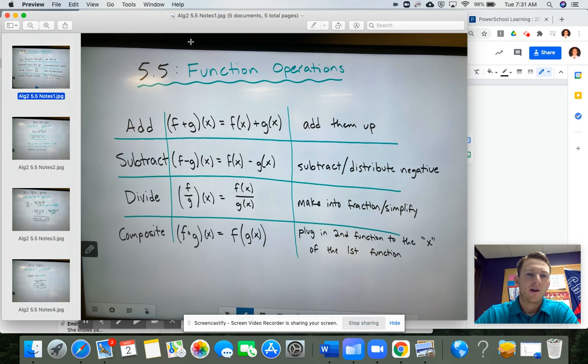Algebra 2, we have 5.5 today. We are going to be doing operations on functions. So we can add, subtract, divide, and this is kind of like multiplying or substituting in, I guess.